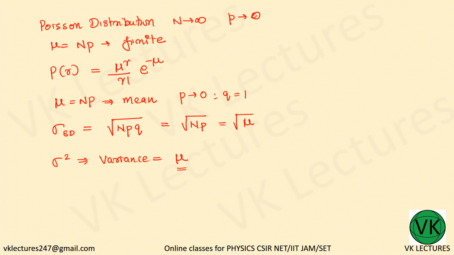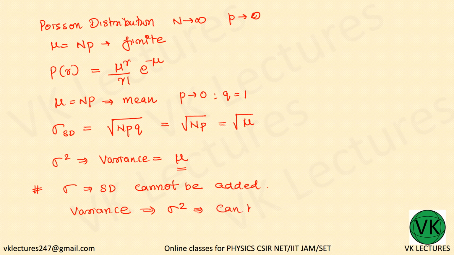One thing that we have to again remember from this distribution is that sigma, which is the standard deviation, cannot be added, while the variance, which is the square of the standard deviation, can be added. That means if there are two variables, you can add these two. Sigma square can be added, algebraic addition.